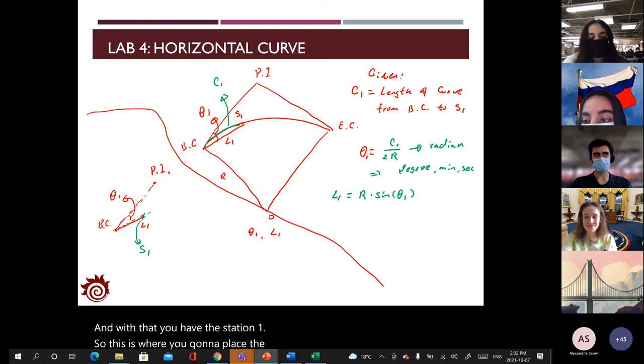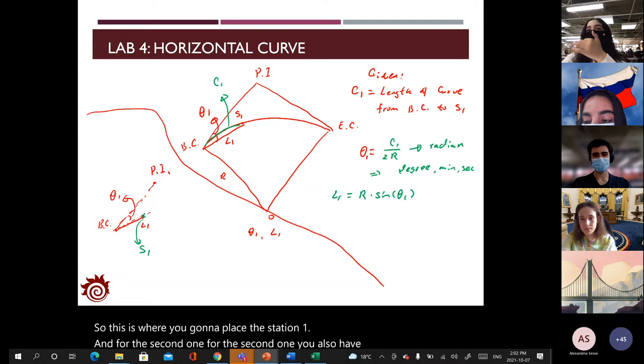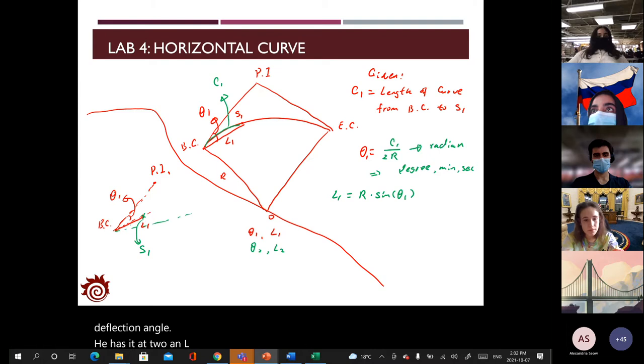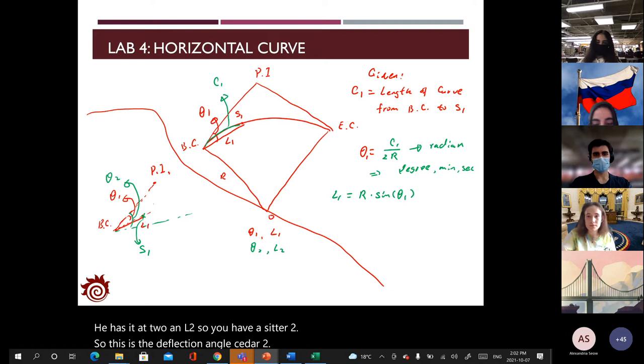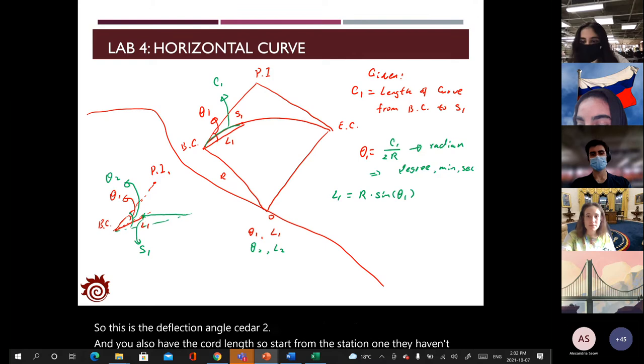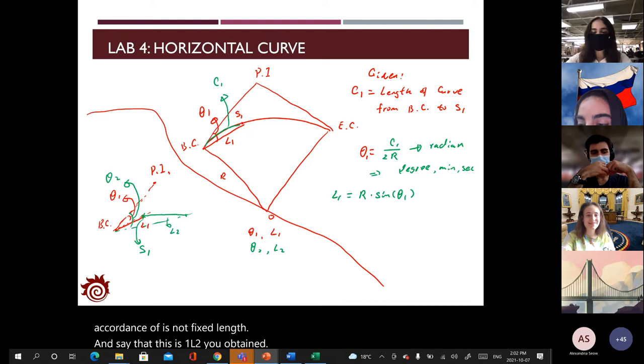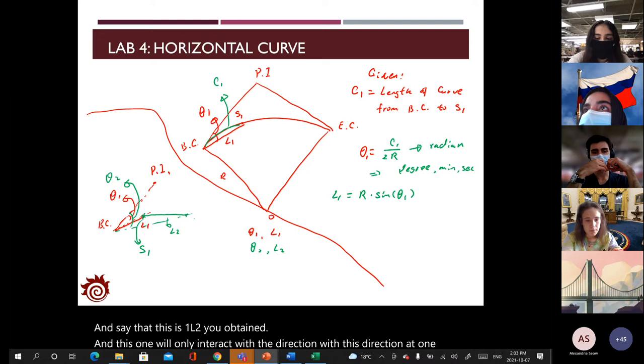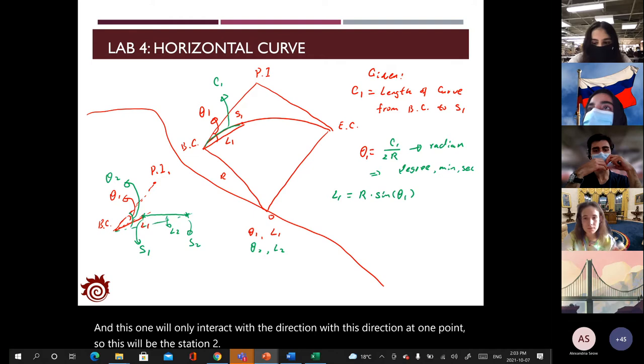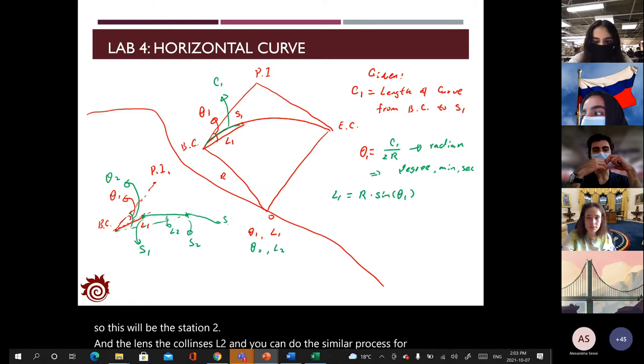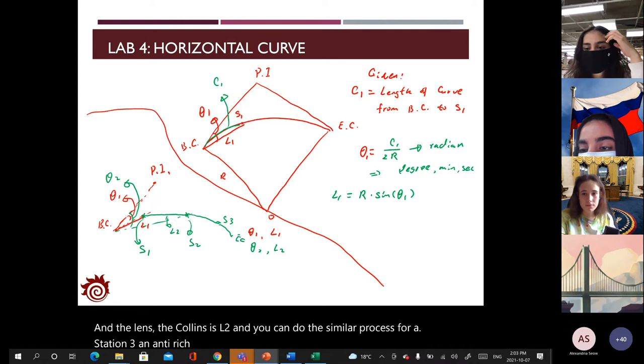And for the second one, you also have another deflection angle. You have theta 2 and L2. So this is the deflection angle, theta 2. And you also have the chord length. Starting from station 1, you have the chord length with the fixed length, and say this is the L2 you can obtain. And this will only intersect with the direction at one point. So this will be station 2. The chord length is L2, and you can do the similar process for station 3, until you reach the end of the curve.